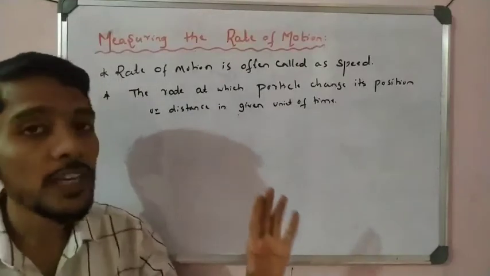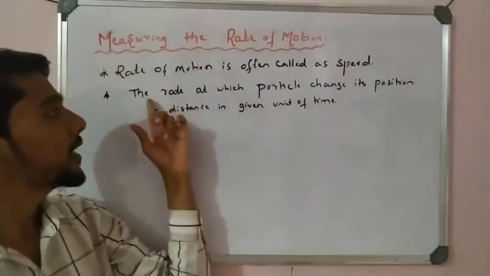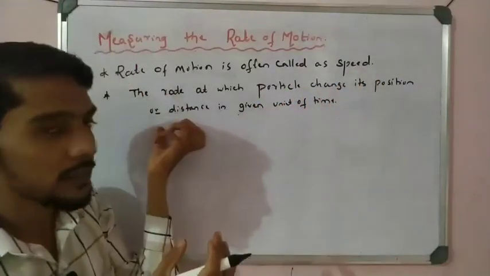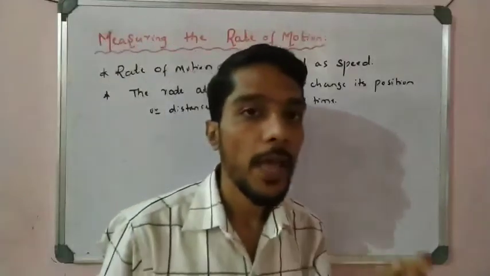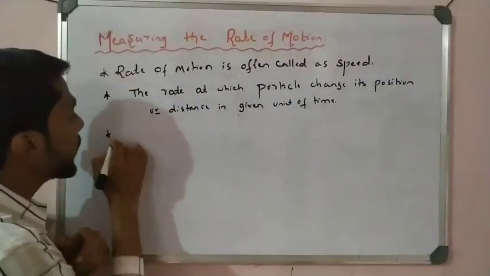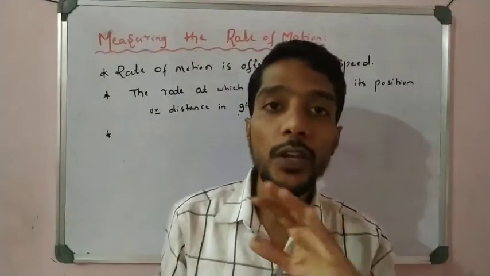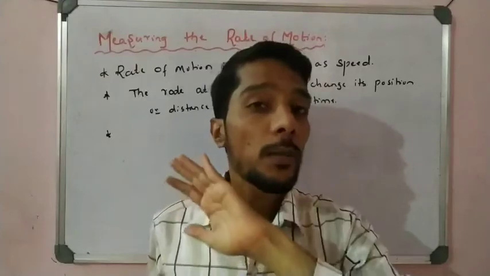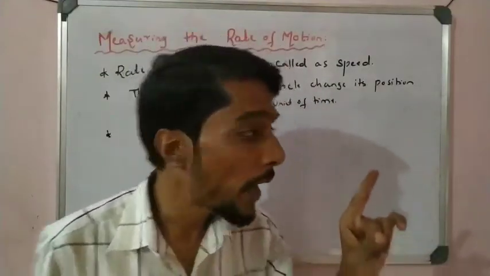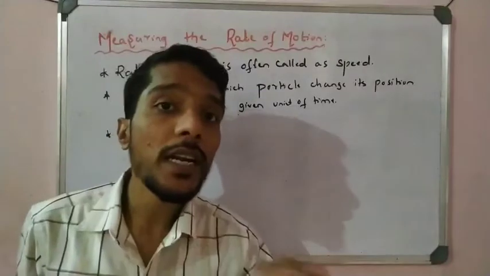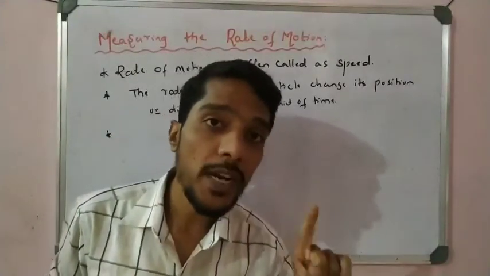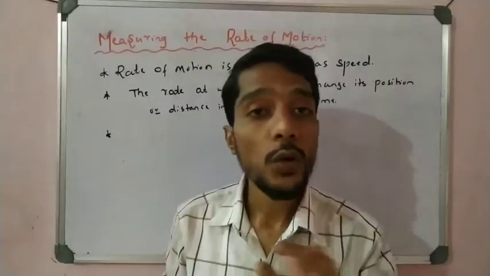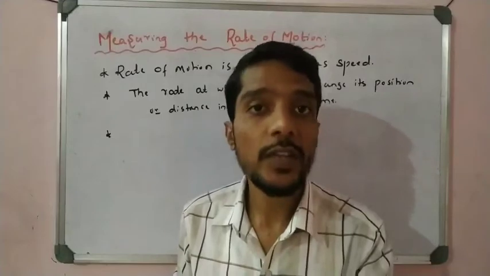What is speed? Speed is nothing but the rate of motion. I can say it is the rate at which a particle changes its position, or distance, in a given unit of time. And when we take speed, we do not show direction. There is only magnitude but no direction. We know distance is only magnitude. So when we say the bike is going at a speed of 20 km per hour, we do not take any direction.